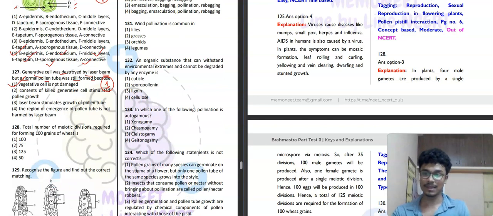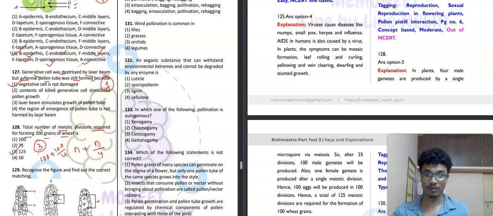And it is asking that the total number of meiotic divisions required for forming 100 grains of wheat is 100, 75, 125 or 50. So we will understand this question conceptually, but here's a trick from my side which will help you to solve any kind of question in this pattern. So the trick is n plus n divided by 4. The number of meiotic divisions is asked for 100 grains. So n is the number of grains or seeds. So n here is 100. So 100 plus 100 divided by 4. That means 125. So the third option will be your correct answer.